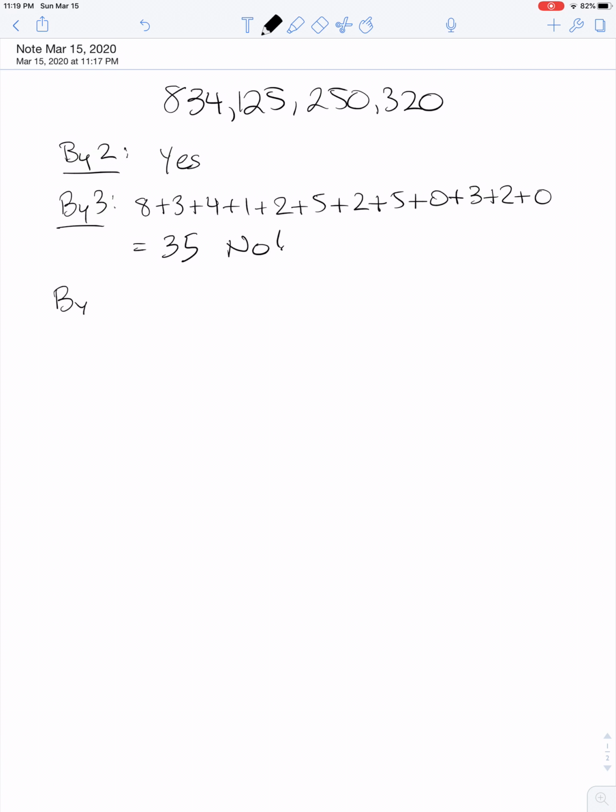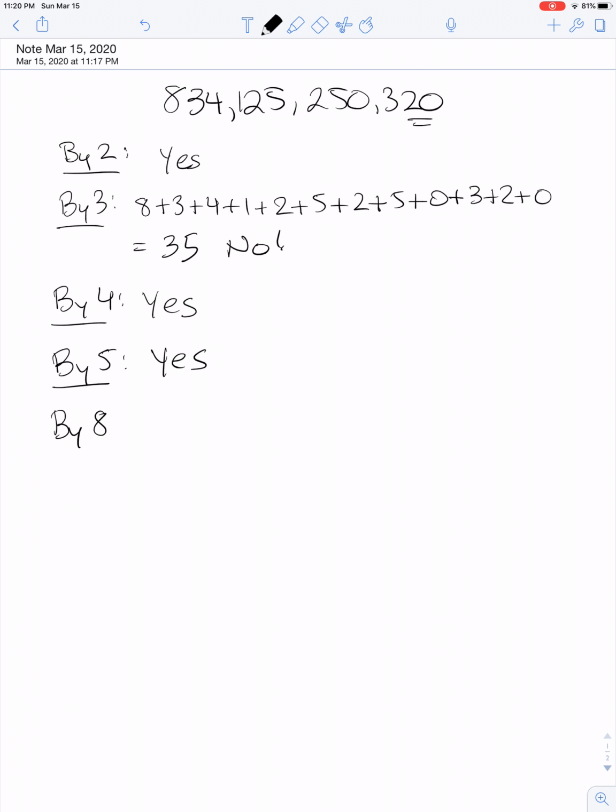And then divisibility by 4, what you have to do is look at the last 2 digits, and if the last 2 digits are divisible by 4, then the whole number is divisible by 4. Since 20 divided by 4 gives us 5, this would be a yes. Divisibility by 5 means if it ends in a 0 or a 5, so since this ends in a 0, this is a yes.